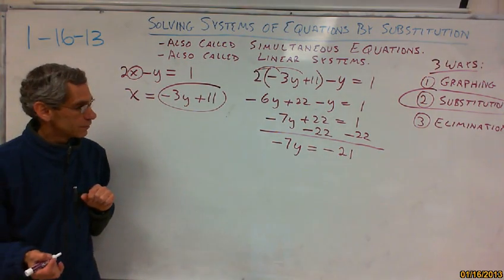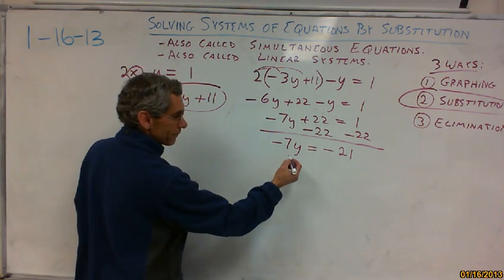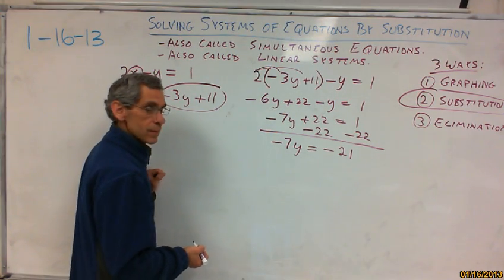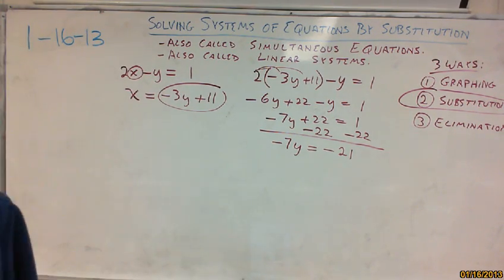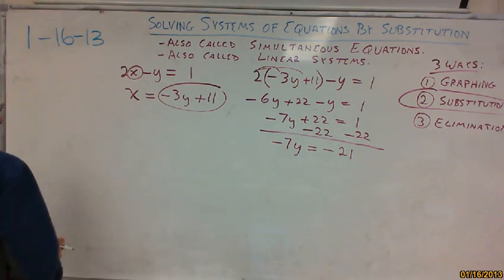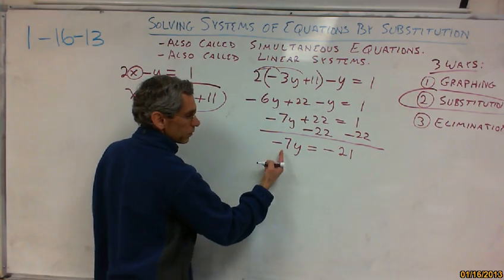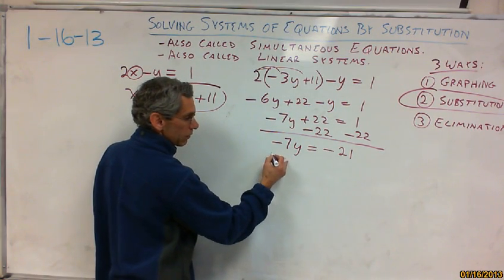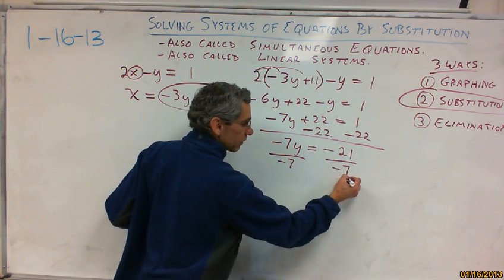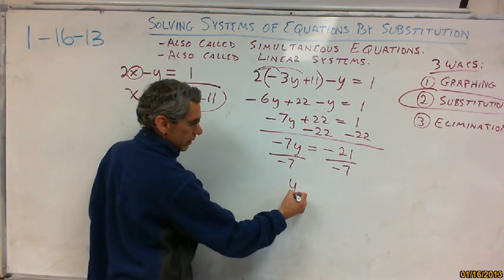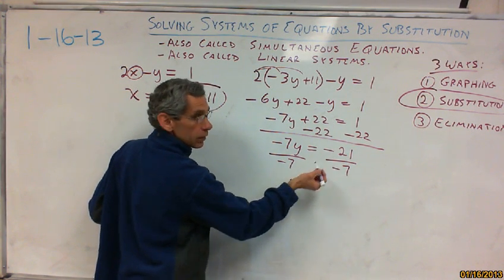Ooh, that's cool. So how would I solve for y now? You divide by 7. You lift y. So divide both sides by negative 7, then I'll get 1y, right? Divide by negative 7, divide by negative 7. And then y is equal to 3.